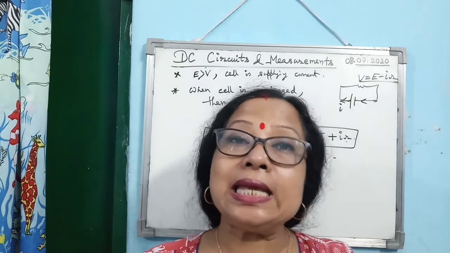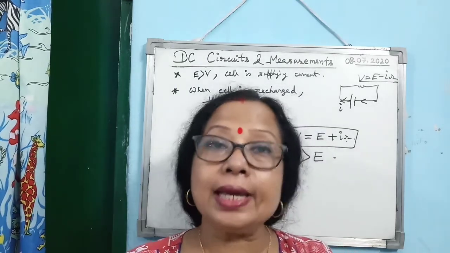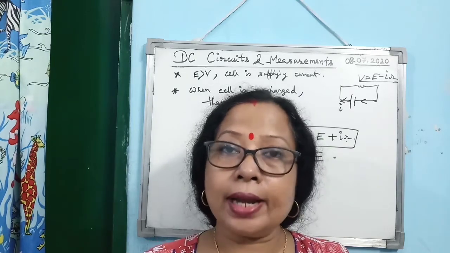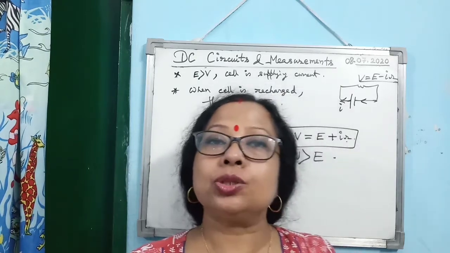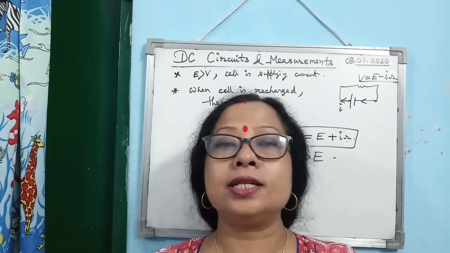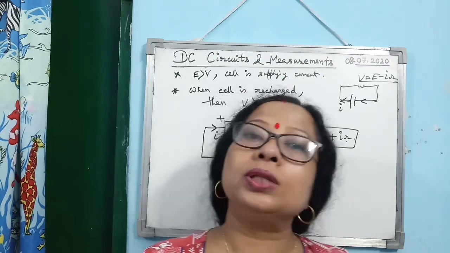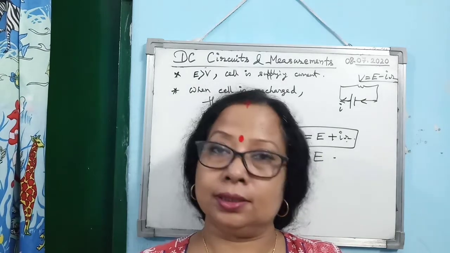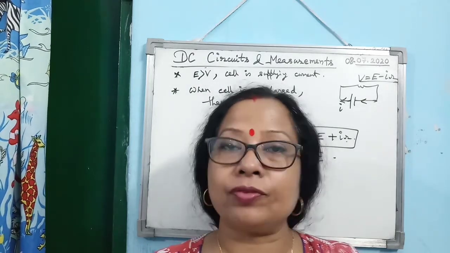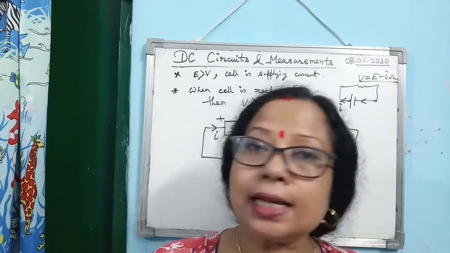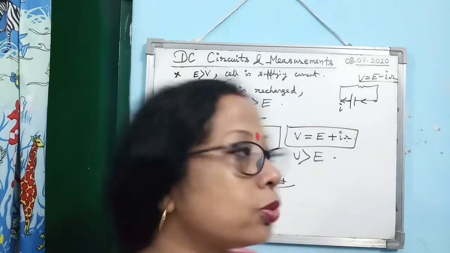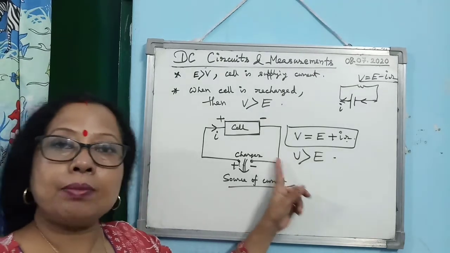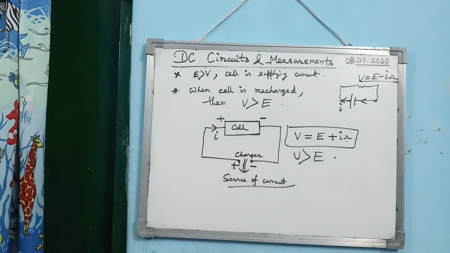The next is when E is less than V, or V greater than E, when we charge the cell. We recharge the cell, means the cell is not giving us current. We are sending current through the cell from another source, with the help of the charger. Cell is not giving us the current. In that case, what happens? EMF is less than V, or terminal PD is greater than the EMF.